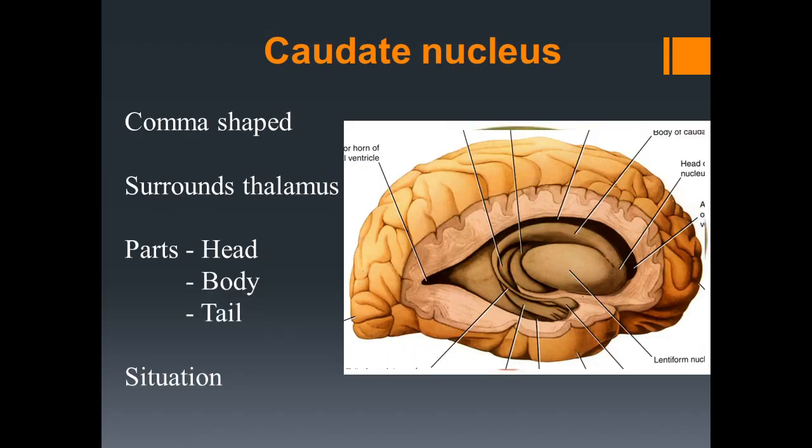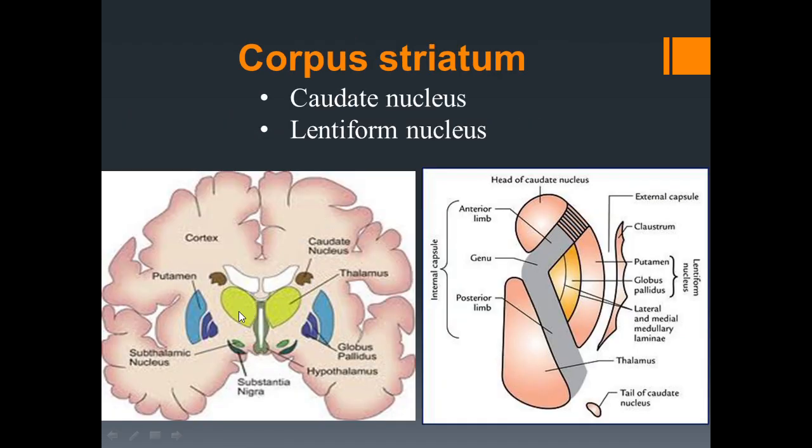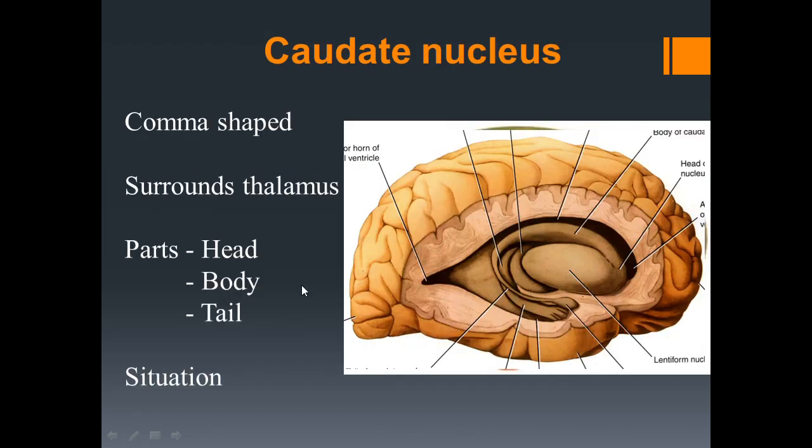Now what is caudate nucleus? We have seen in this picture that the caudate nucleus is situated lateral and above to the thalamus. The caudate nucleus is comma shaped. Here you can see the comma shape structure. It is also C shaped. This is the caudate nucleus, and it surrounds the thalamus. It is situated lateral to the thalamus and it surrounds the thalamus.